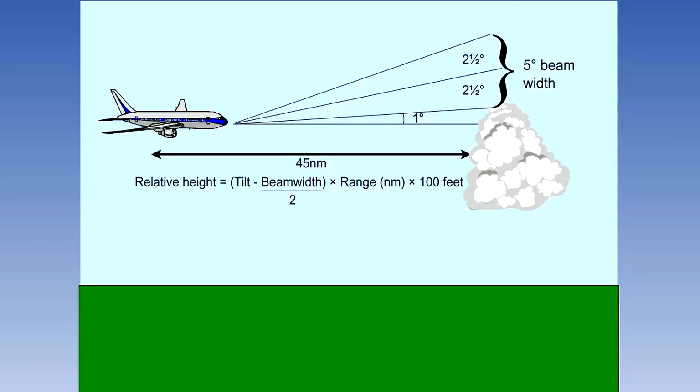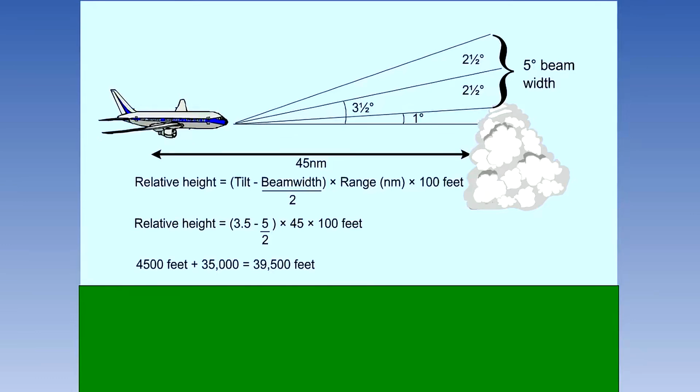Let's add some figures. An aircraft is at 35,000 feet. The range to the cloud is 45 nautical miles. The beam width is 5 degrees and the tilt angle is 3.5 degrees. The top of the cloud is 4,500 feet above the aircraft and therefore 39,500 feet above AMSL.